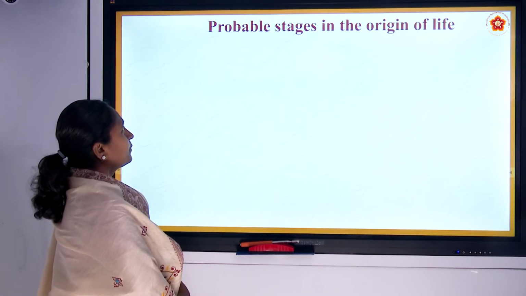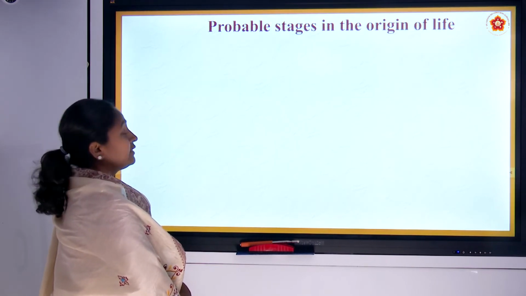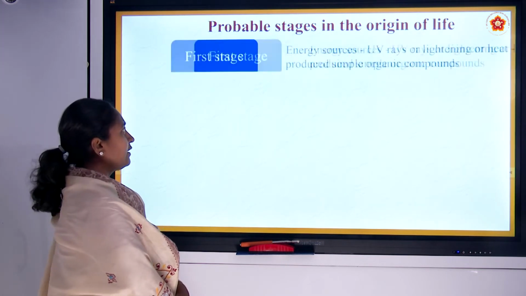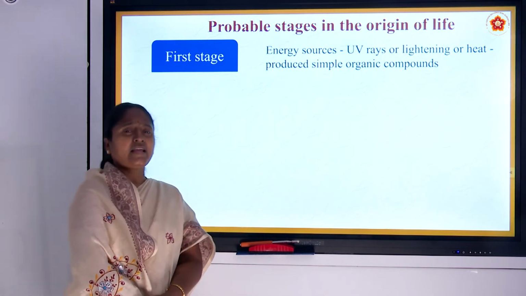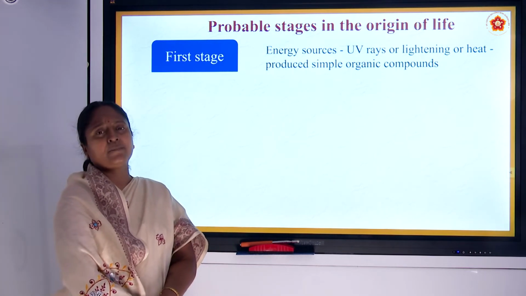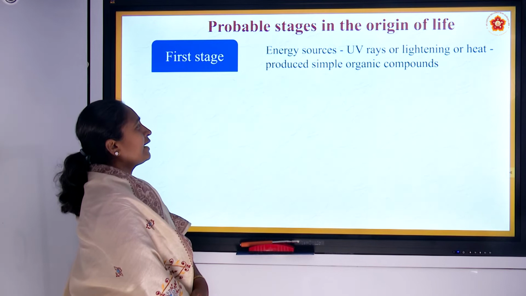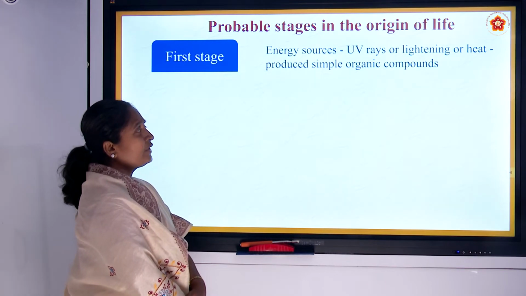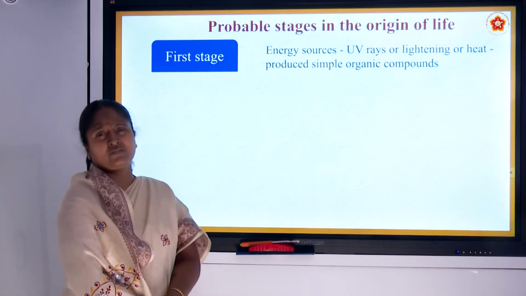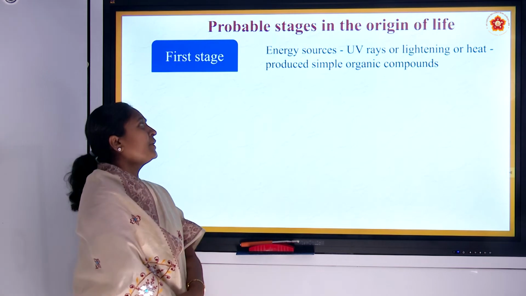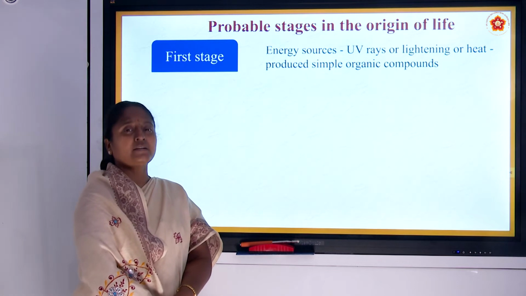So, what are the probable stages in the origin of life according to the chemosynthetic theory? It is divided into 4 stages. We will see one by one. In the first stage, there were only different kinds of gases and water which started forming, right, on the earth's surface. A hot body of water started forming. In that, the energy sources such as UV radiation, lightning which happened in the environment, and heat from the earth and also from the sun gave energy to produce simple organic compounds.